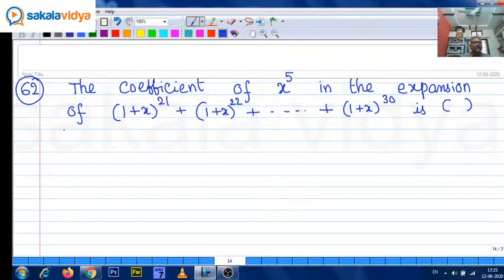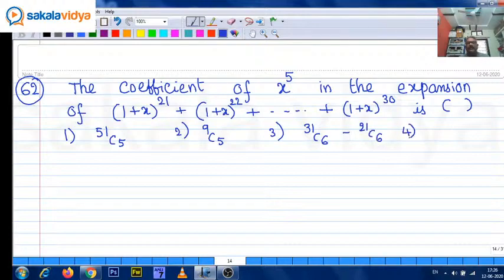So that means the first option is 51C5, the second one 9C5, the third one 31C6 minus 21C6, the fourth one 30C5 plus 20C5. This is the question. The coefficient of x to the power of 5 in this expansion we need to find out.